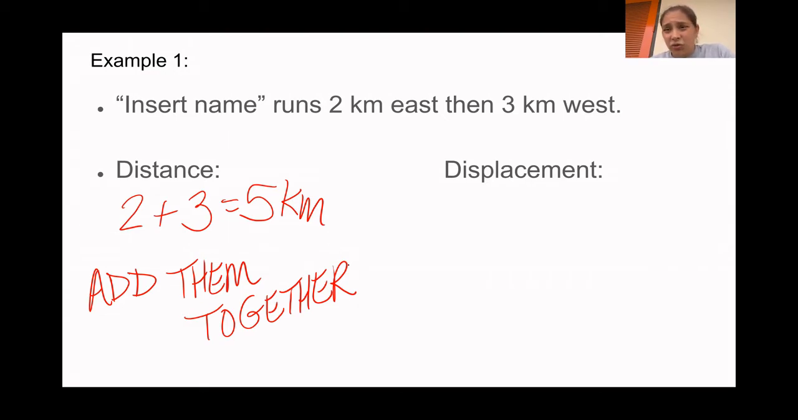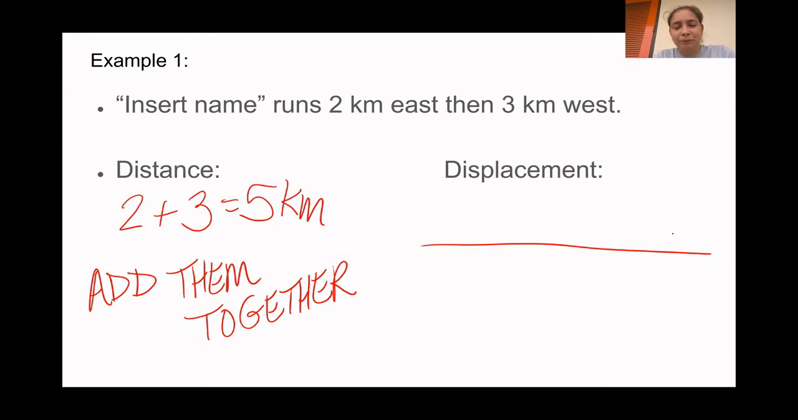A 5K is not a straight line from start to finish point. A 5K, you're going to turn down this road, turn down that road, but your feet have gone a total of 5 kilometers. Well, what about displacement? Easiest way to think of displacement is like I was showing you with the number line idea.